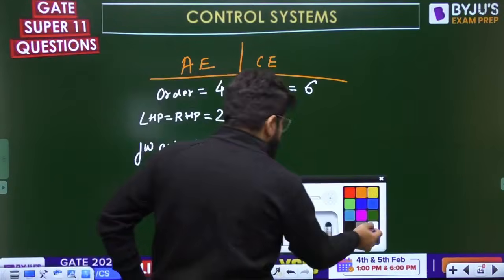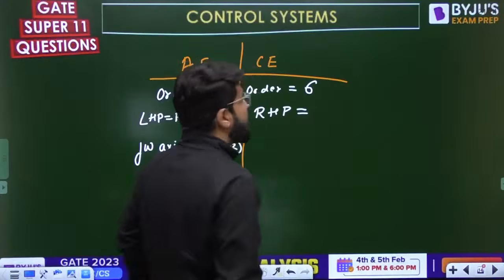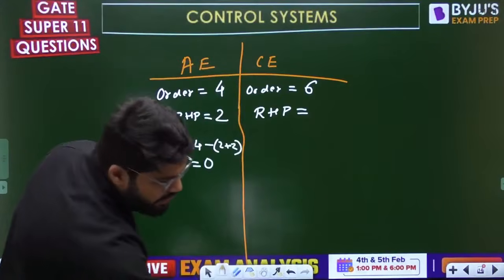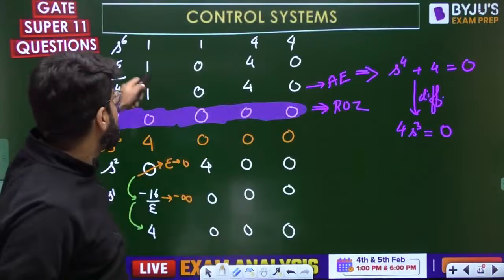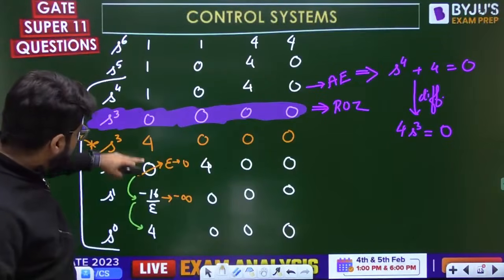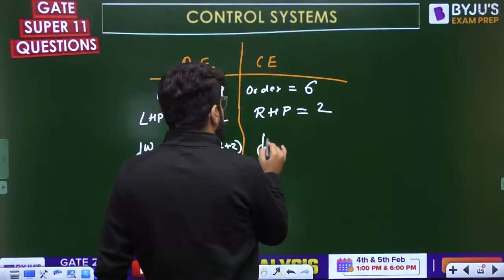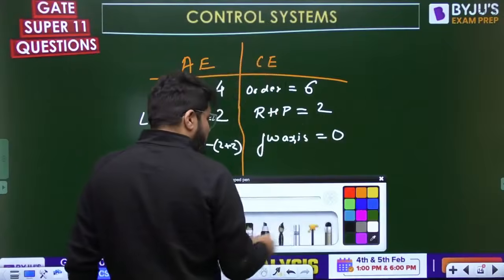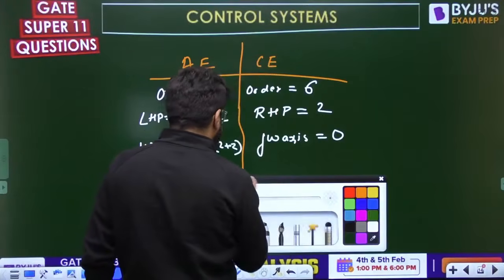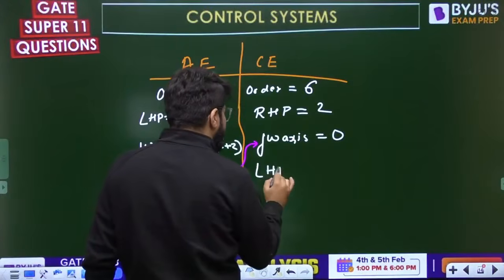Now come to the characteristic equation. In the characteristic equation, how many are in the RHP? Total number of sign changes from top to bottom is 2 sign changes, so total also is 2, right? How many on the j omega axis? That is 0. That is always obtained from the auxiliary equation data. And the remaining then is in the LHP.